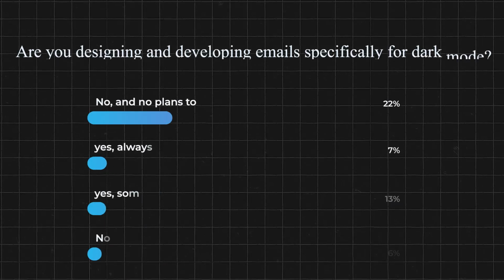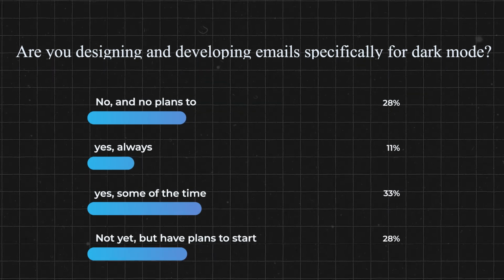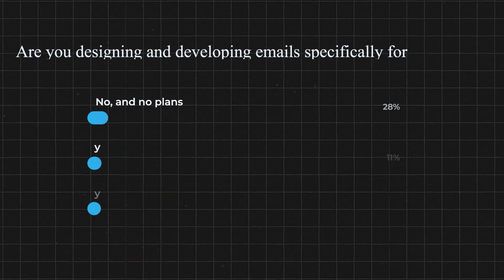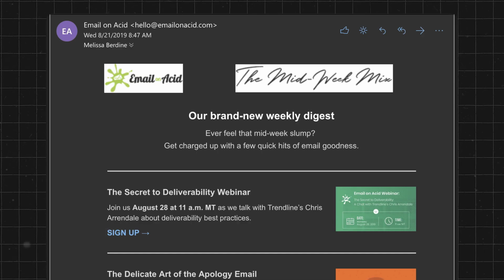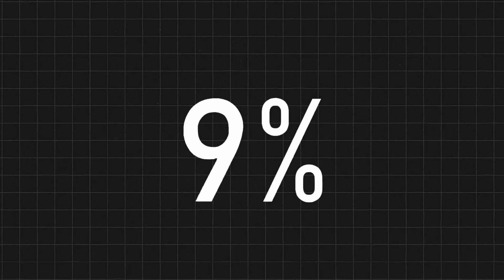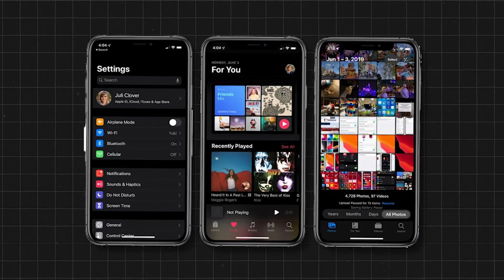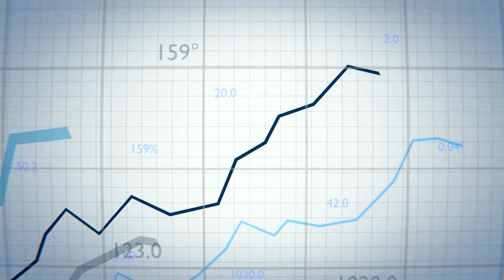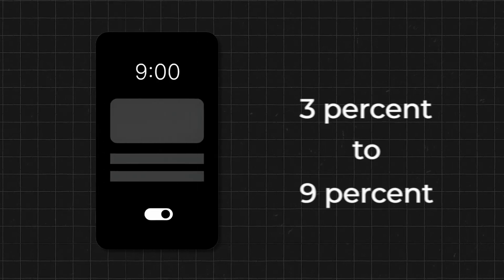Marketers are taking note too, with 11% always using dark mode in their emails, and only 28% having no plans to incorporate it. Even in the world of email, dark mode is making its mark. In 2020, 29% of Outlook for Mac users with Mac OS and iOS had embraced dark mode, with that number expected to rise to 40% by the end of 2022. So, researchers found that when switching from low to mid brightness, dark mode saved only 3% to 9% of energy.